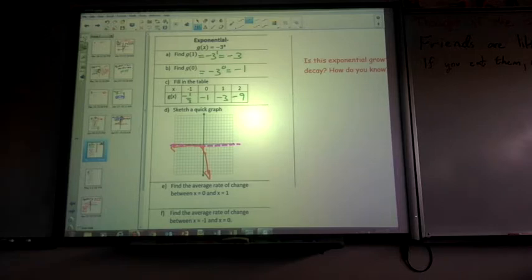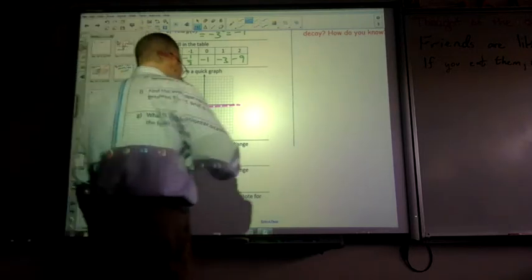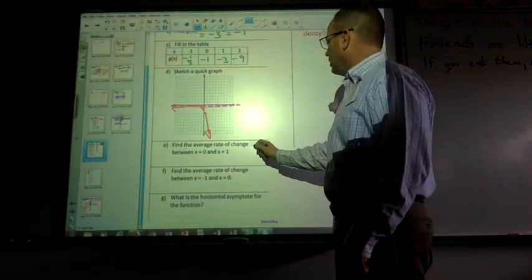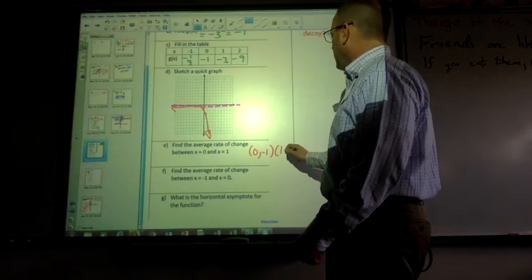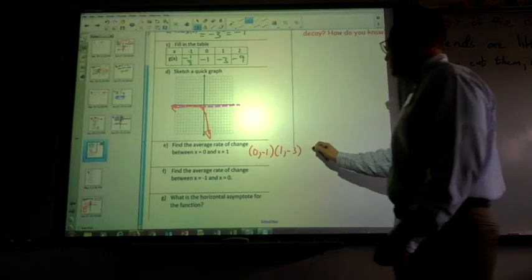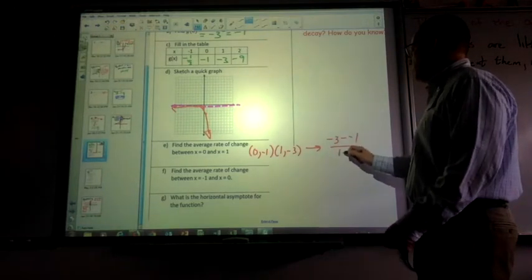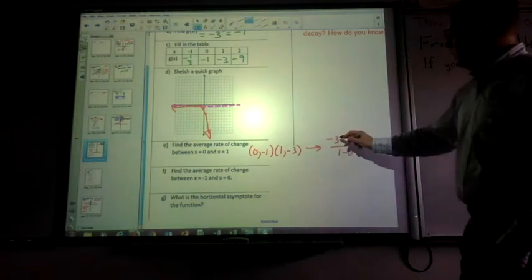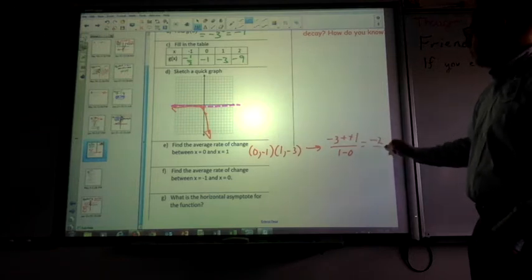So, now they want us to find the average rate of change. The average rate of change is the same thing as saying what? Slope. Okay? So, between 0 and 1. So, let's see. At 0, I have 0, negative 1. And at 1, I have negative 3. So, if I find the slope of this, I'm going to get negative 3 minus negative 1 over 1 minus 0, which is, that's going to be plus 1. That's going to give me negative 2 over 1.